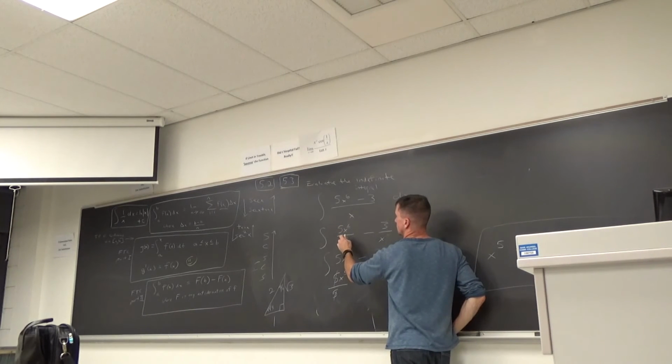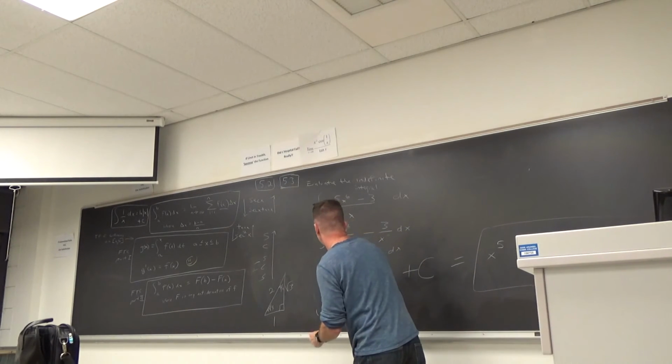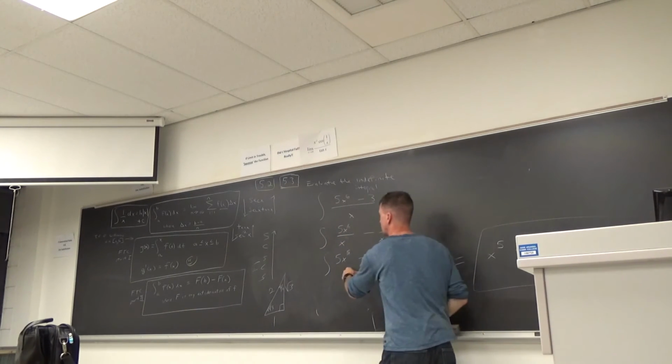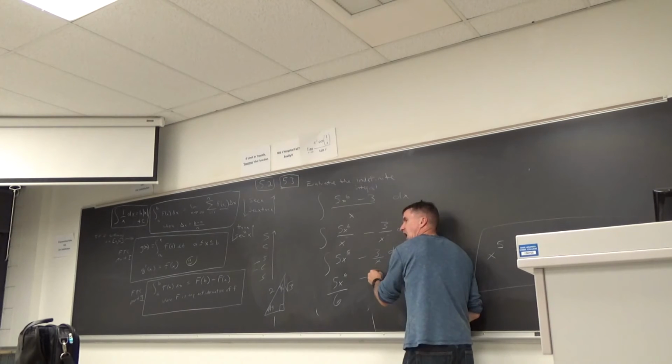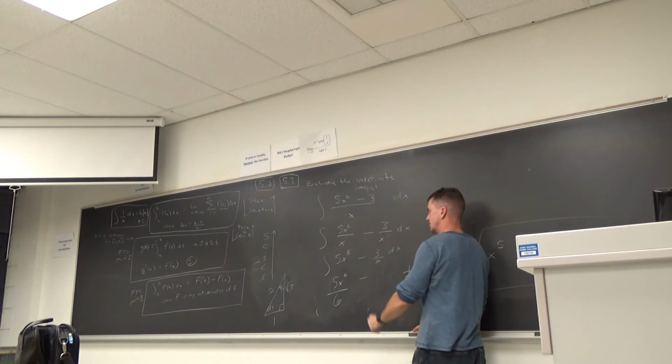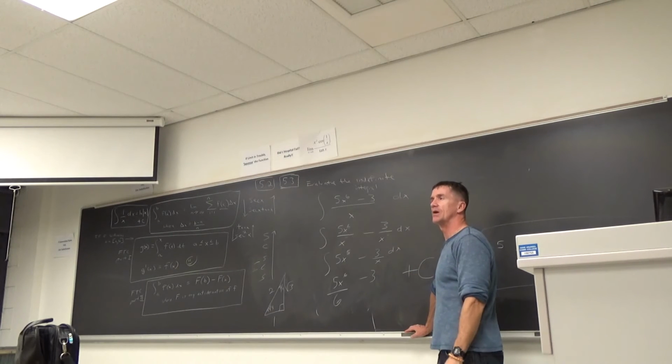And so this would be what right here? X to the 5th over 5. And this would become a 5. Good. Josephine, what would this be? 5x to the 6th over 6. Now, how about this guy? Let the 3 sit there like a constant. But what's the antiderivative of 1 over x?